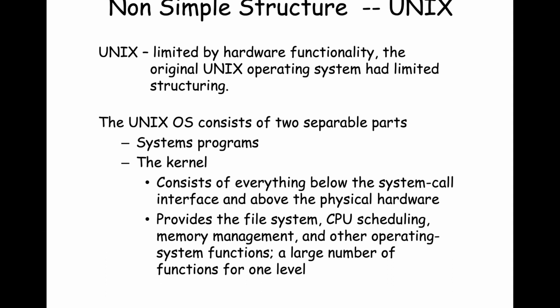And so the kernel was everything below the system call interface, but above the physical hardware in the first versions of Unix. And this kernel was responsible for providing file systems, CPU scheduling, memory management, and other types of functions. And it had a large number of functions all at one level. It didn't subdivide it in the early days.